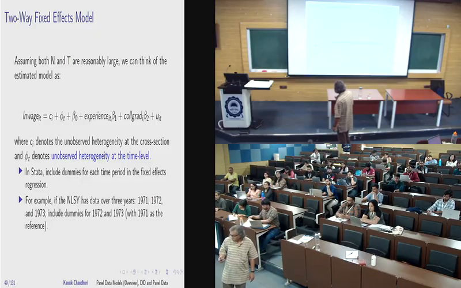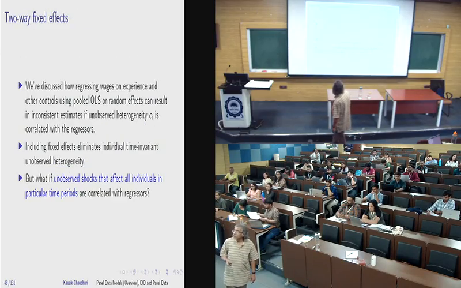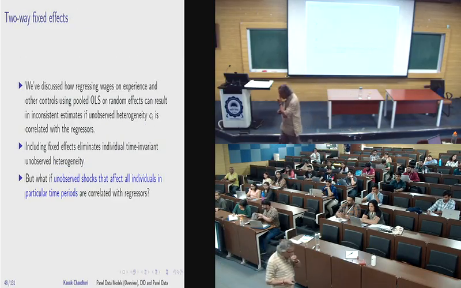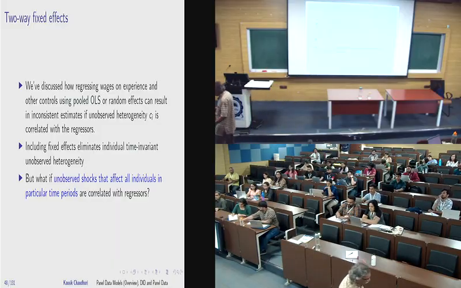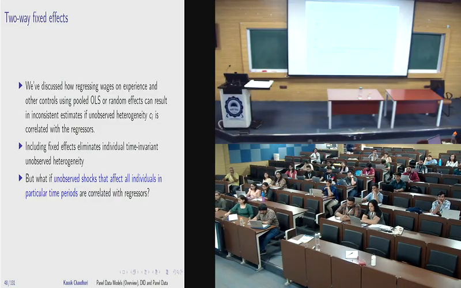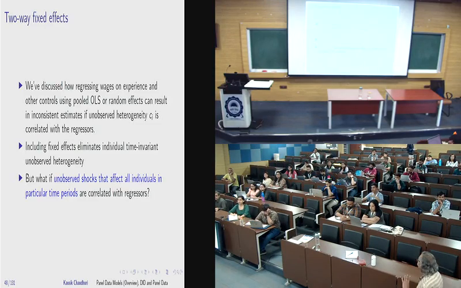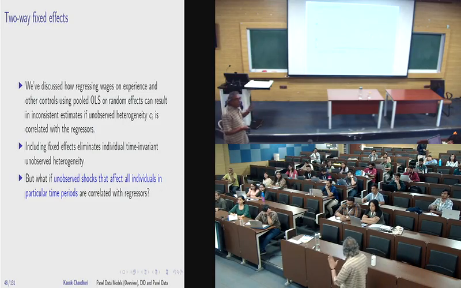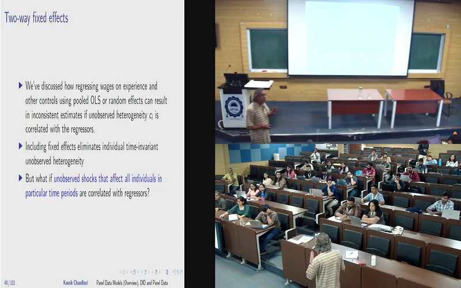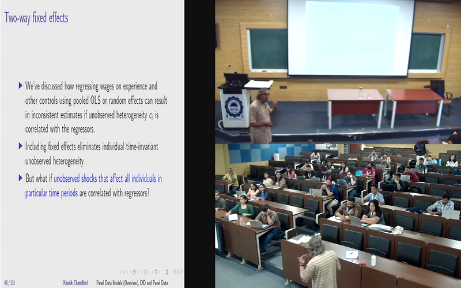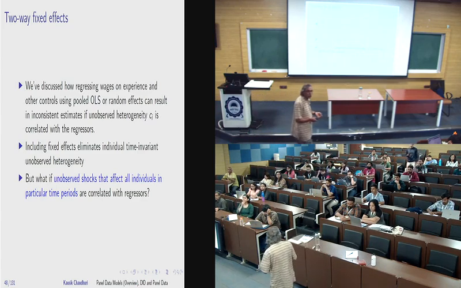Yeah. So, we'll start with the two-way fixed effect. Recall what we have done. We have controlled for unobserved heterogeneity at the cross-sectional level. However, we can think of a possible scenario where unobserved heterogeneity can be there in terms of time also, right? What are the possible explanations that you can think of?